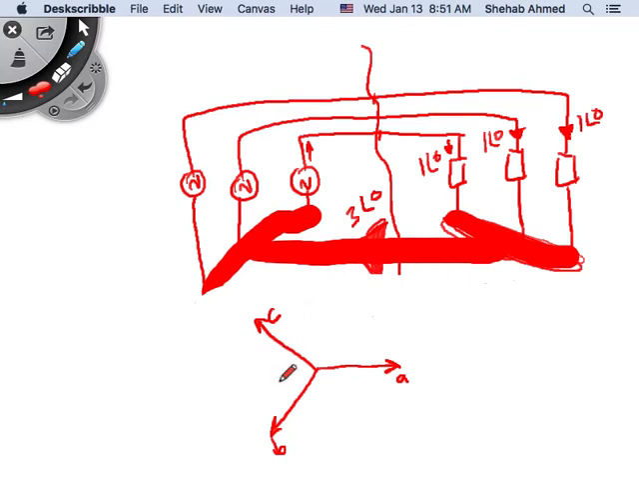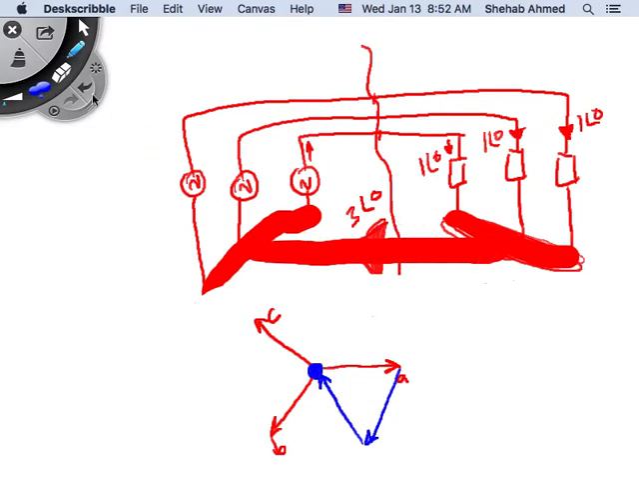So the currents in the loads are also 120 degrees apart, and they sum up here. So what do I need to do? I need to take this phasor, add it to this phasor, add it to this phasor. So I take the A phase, add it to the B phase, add it to the C phase. And what is the sum? 0, right? So they will sum up to 0.